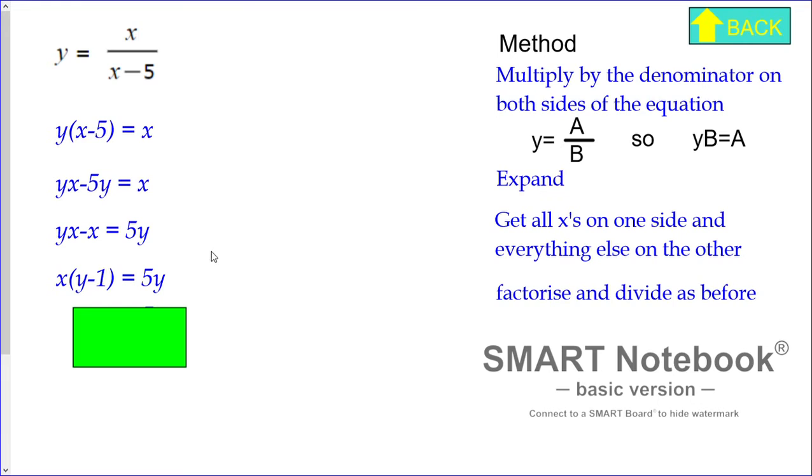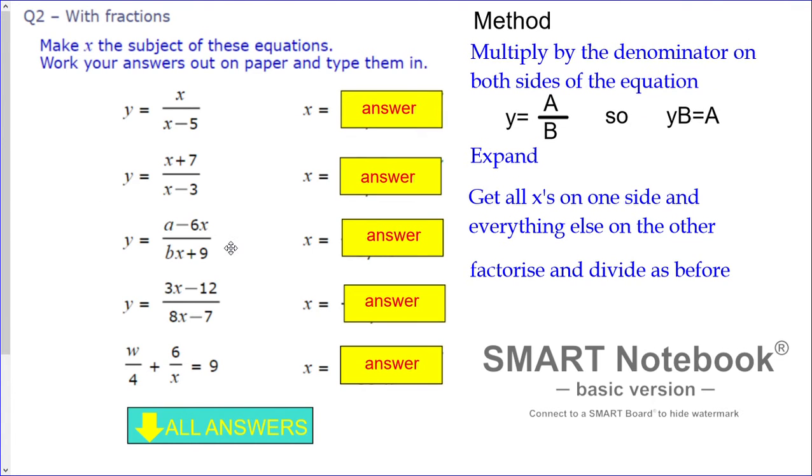And now we divide out whatever's in front of x. So we divide out the y minus 1 on both sides. So x equals 5y divided by y minus 1. Okay? Let's go back and try another one. The next one I'd like to do is the third one on this list. y equals a minus 6x over bx plus 9. Okay, let's have a look at the answer for this one.